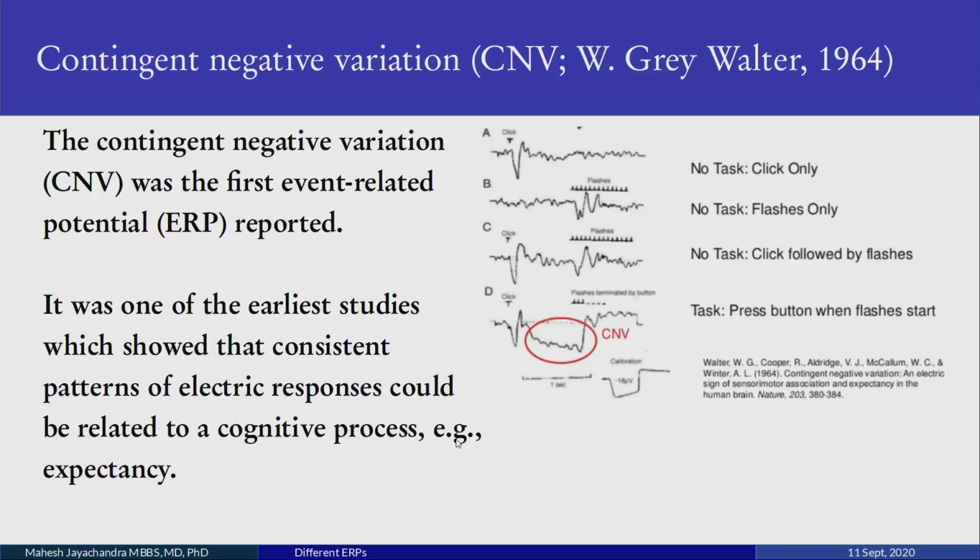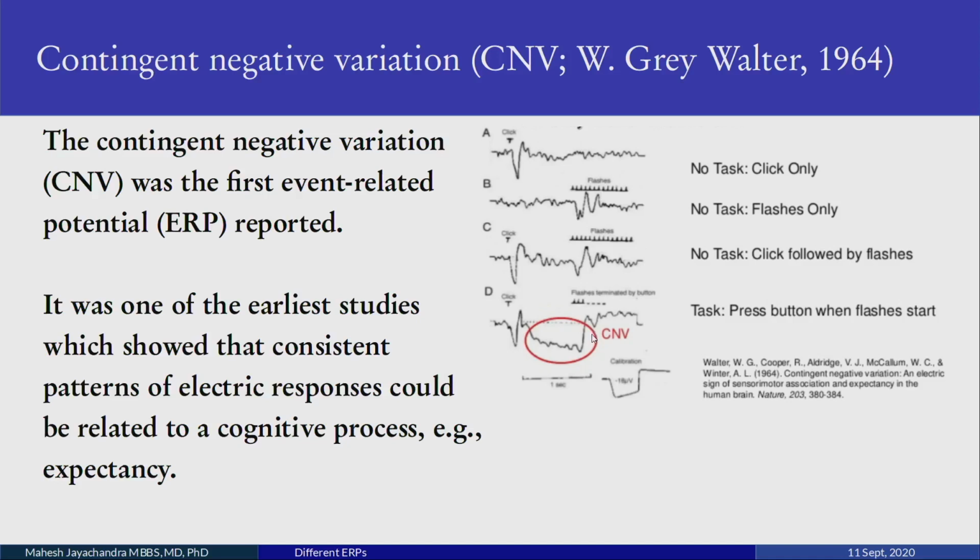So typically the experiment is like this. You have one stimulus called S1, which could be a click or a tone or a flash of light. And after about 2 or 3 seconds, which is to prepare you, you have the second stimulus, which could again be a click or a tone or a flash, to which you make a key press. And between S1 and S2, you have this negativity. Here it's negative down, so it's kind of going down over here, but this is the contingent negative variation.